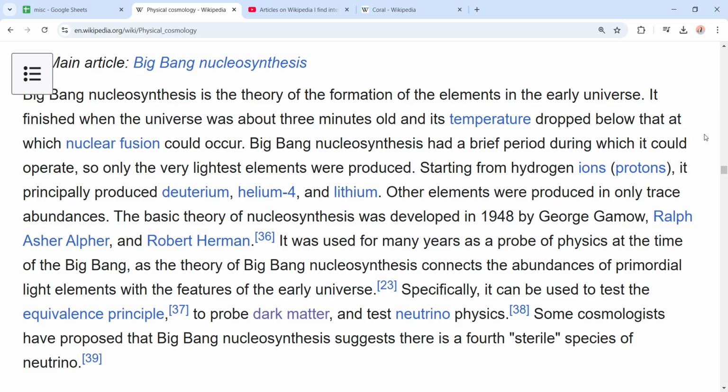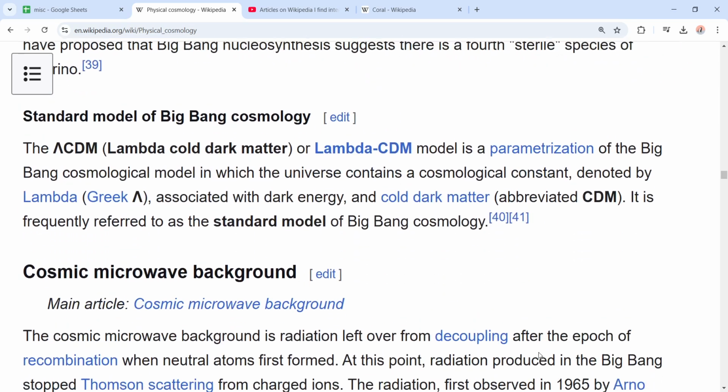The basic theory of nucleosynthesis was developed in 1948 by George Gamow, Ralph Alpher, and Robert Herman. It was used for many years as a probe of physics at the time of the Big Bang, as the theory of Big Bang nucleosynthesis connects the abundances of primordial light elements with the features of the early universe. Specifically, it can be used to test the equivalence principle, to probe dark matter, and test neutrino physics. Some cosmologists have proposed that Big Bang nucleosynthesis suggests there is a fourth sterile species of neutrino.